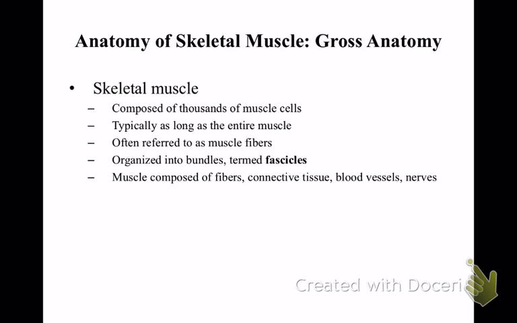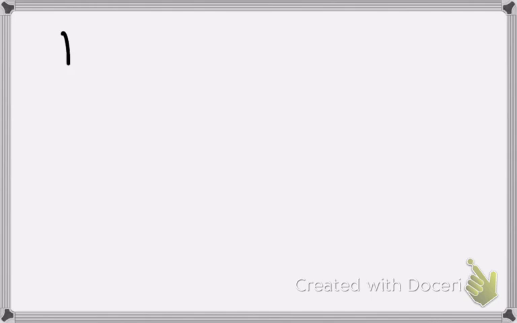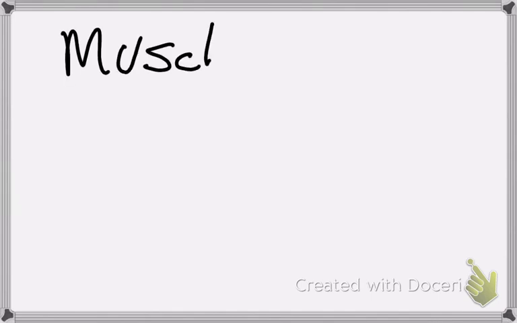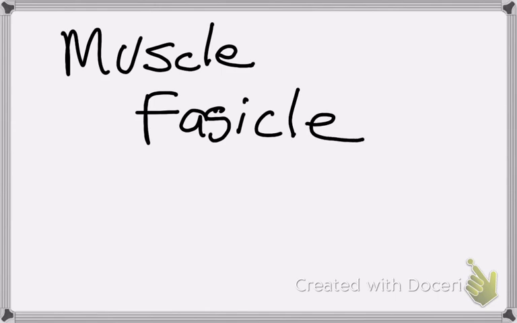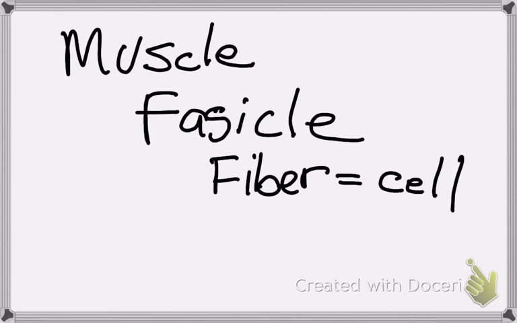So let's just go ahead and get started. If I have an entire muscle, in a single muscle, I have bundles of fibers, and each bundle is called a fascicle. The fascicles are the bundles of muscle fibers. And so it's a bundle of fibers. And a fiber is a cell. It's not really a cell, it's just the muscular equivalent of a cell. So what was a fascicle? It's a bundle of fibers.